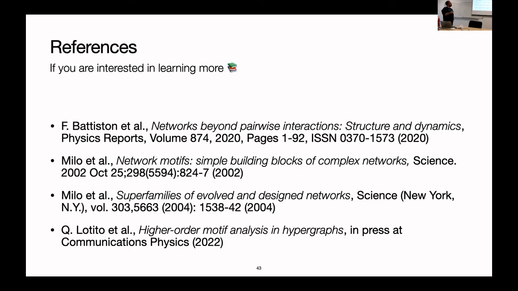So I'll put some references if you are interested in learning more about higher order networks in general. We have this really nice, really big review about networks beyond pairwise interaction from Federico Battiston and colleagues. Then the classic papers on network motifs from Milo and colleagues. They mostly have a background in biology, but they are really nice and accessible for everybody. And of course, we have a paper that is coming out in Communications Physics, in which we propose this notion of higher order motif analysis.